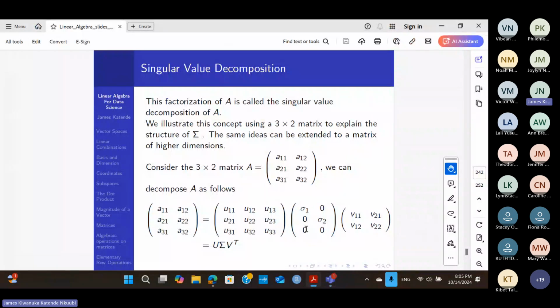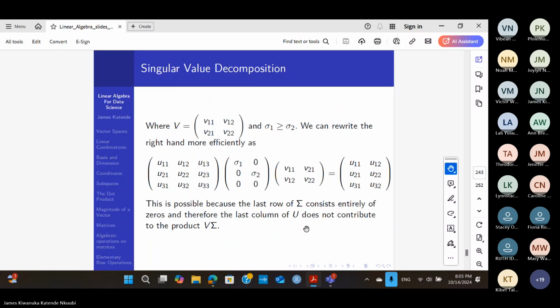So this is what it looks like. Basically, it's just good to get the visual. You should be able now to figure out a similar visual for different sizes of matrices. So that's for a 3x2 matrix. This is the same 3x2 matrix.